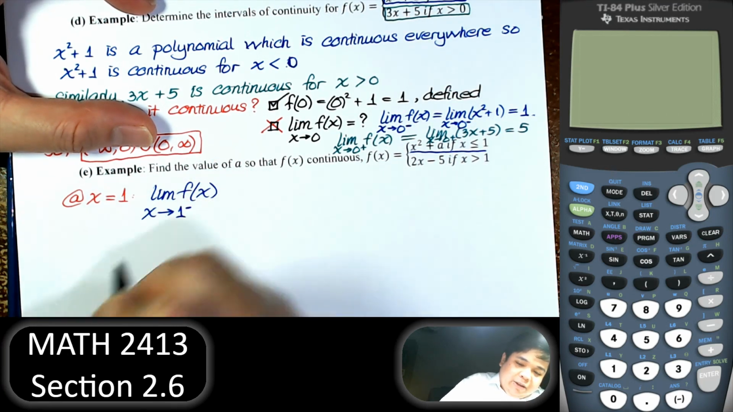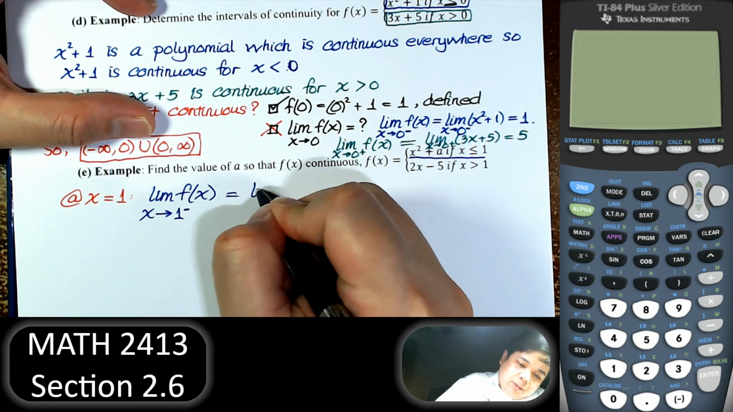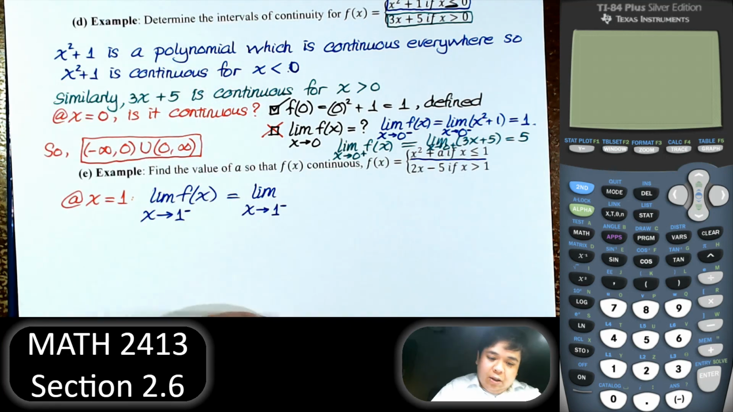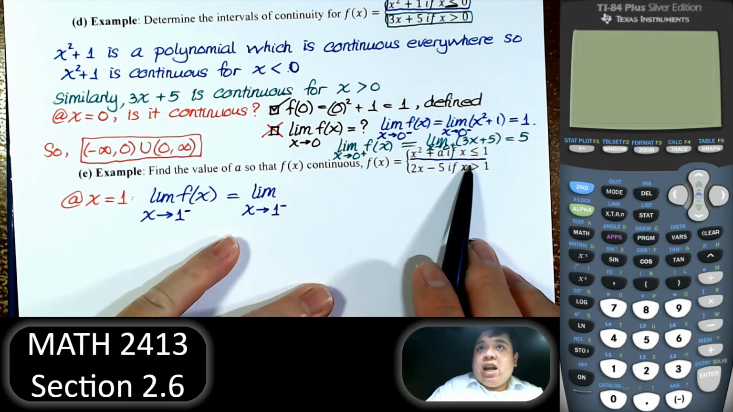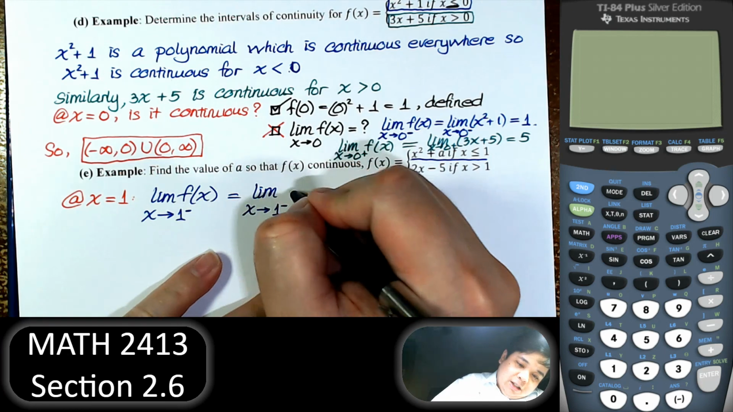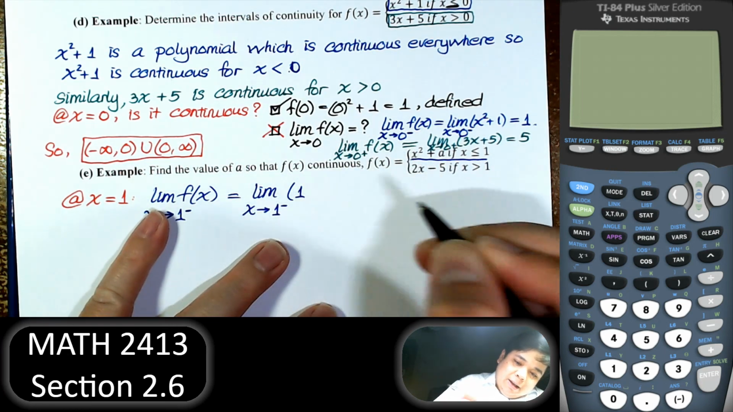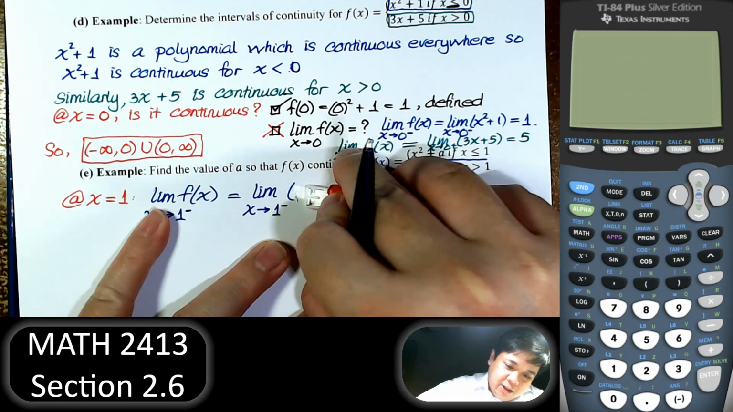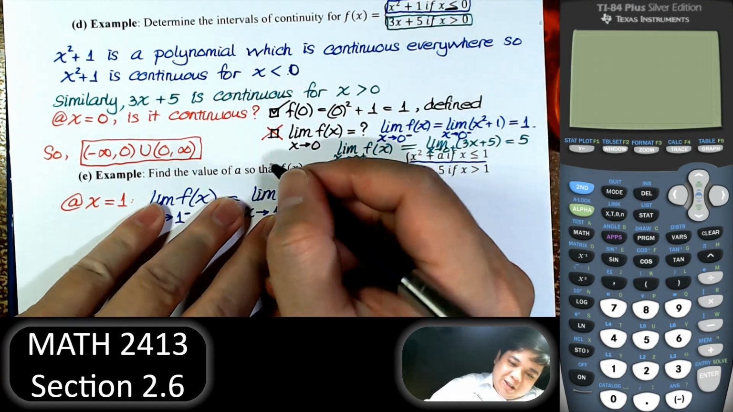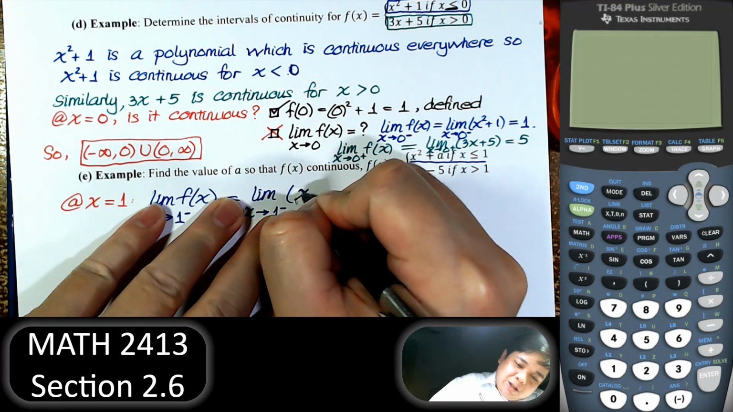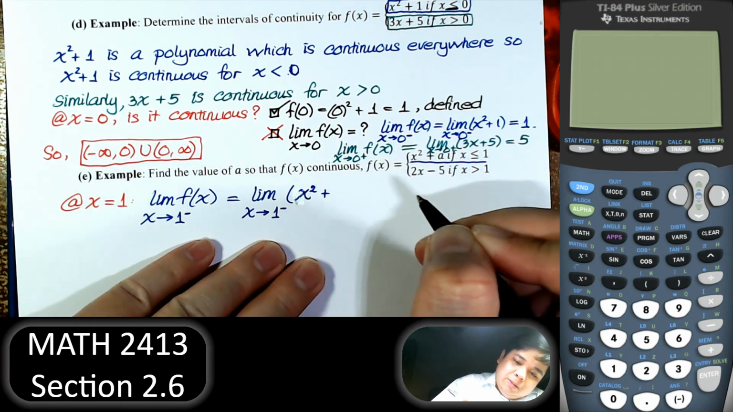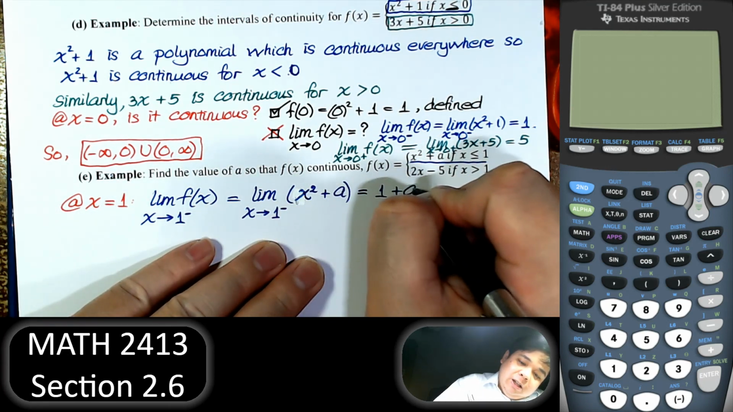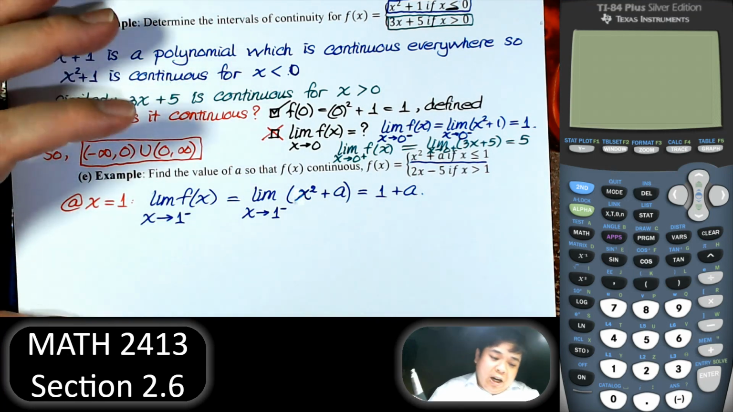As x goes to 1 from the left hand side, when x is less than or equal to 1, I'm going to put 1 in for x. Just write x squared plus a first. And you put 1 in it, you have 1 plus a. So that is the limit from the left. Then the limit from the right.